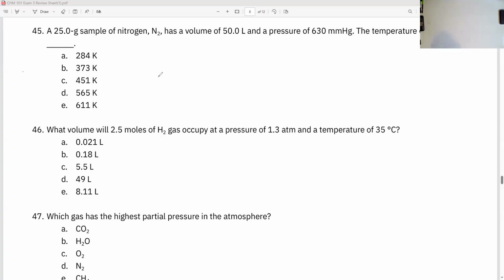You'll know that you have to use the ideal gas law versus a different type of gas law when each gas property is only mentioned one time. So like in this case, they're telling us that we have 25 grams, which is an amount. They're telling us the volume is 50 liters. The pressure is 630 millimeters of mercury. And they're asking us to find the temperature. So they've given us 3 values. They want us to find the 4th value.